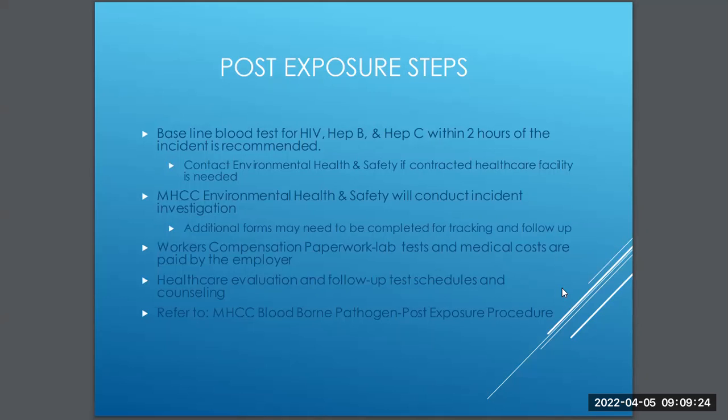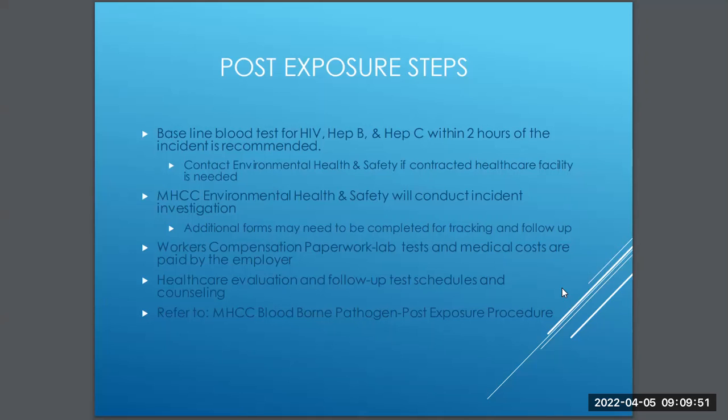Post-exposure steps. A baseline blood test for HIV, hepatitis B, and hepatitis C within 2 hours of the incident is recommended. Contact Environmental Health and Safety if a contracted healthcare facility is needed. MHCC Environmental Health and Safety will conduct an incident investigation. Additional forms may need to be completed for tracking and follow-up.